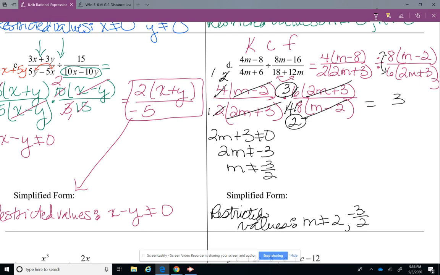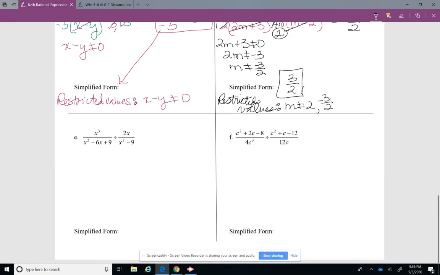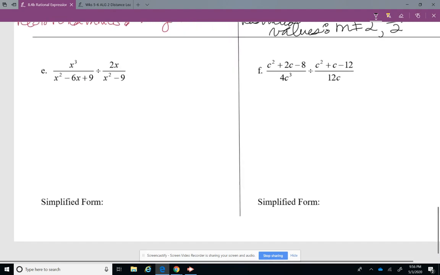All right, so my answer is 3/2. So my simplified form is 3/2. That is my answer. All right, two more.